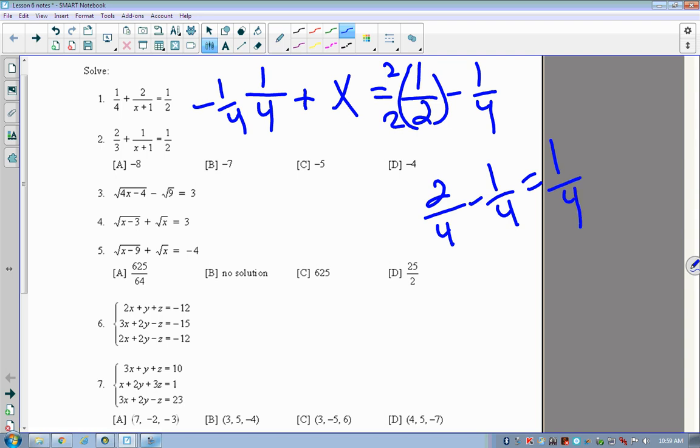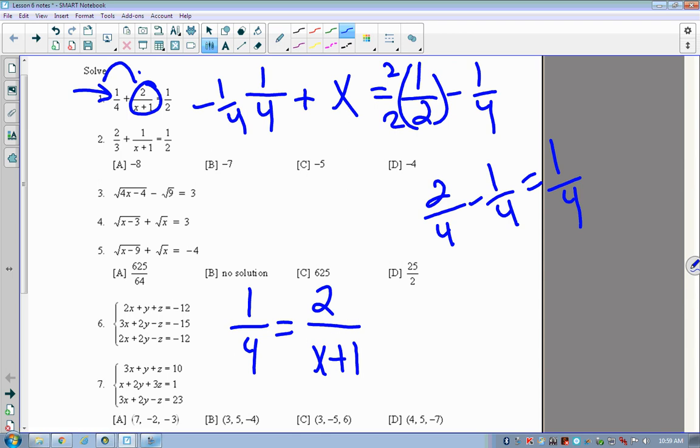Okay, you with me so far? So what we learn is that 1/4 is equal to 2 over x plus 1. This 1/4 plus this equals 1/2. So 1/4 equals 2 over x plus 1. Are you following me yet? Okay, now I can solve for x.